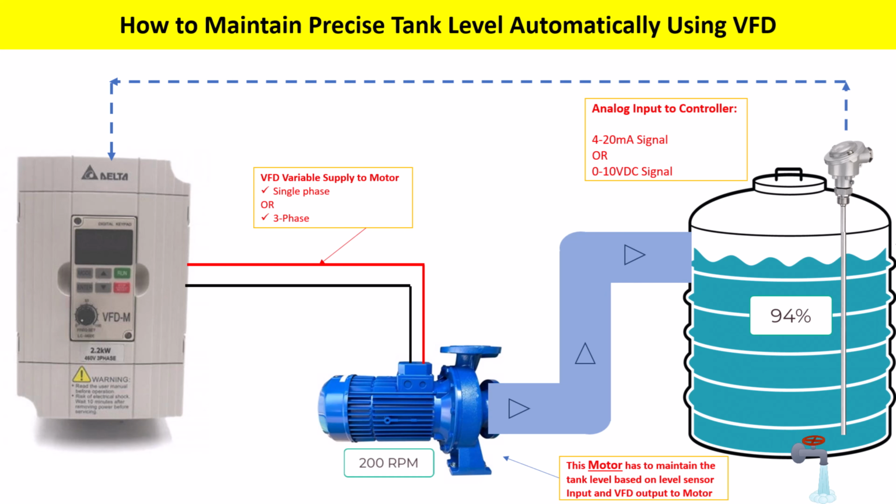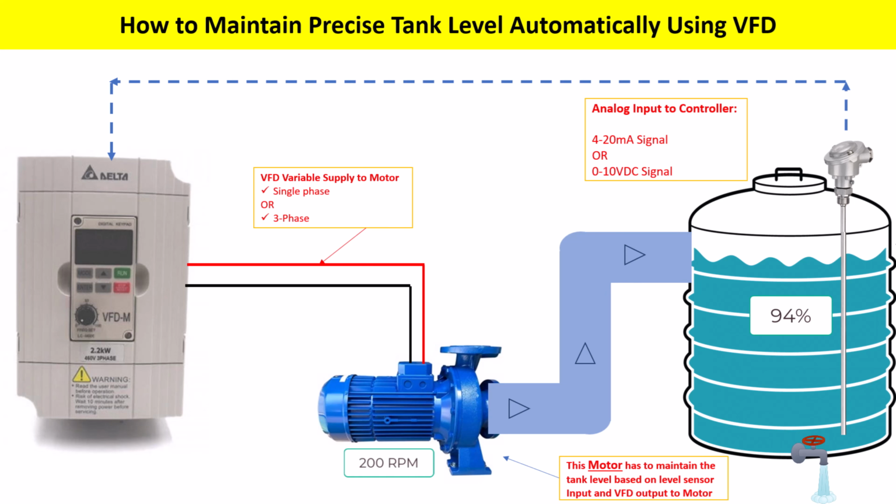You have a tank, a level sensor, a motor, and a VFD, as you previously saw, and these work together to keep the water level at the desired point. The level sensor continuously measures the water level inside the tank and sends an analog signal to the VFD. This signal can be either a 4 to 20 milliamp current signal or a 0 to 10 volt DC signal, just like any standard process input, as you have seen before.